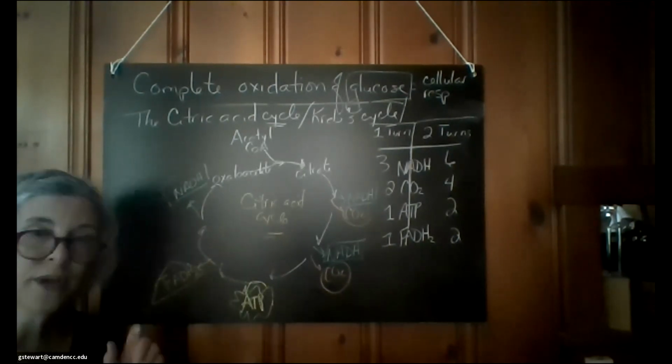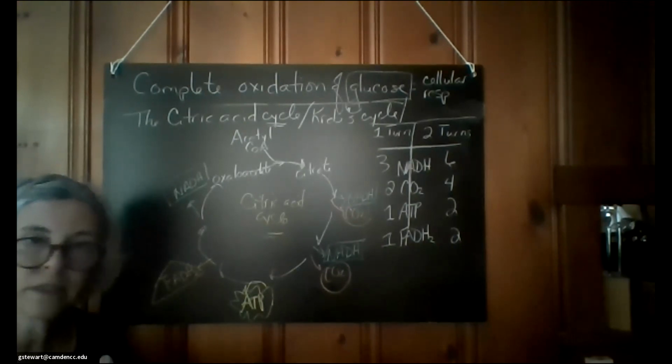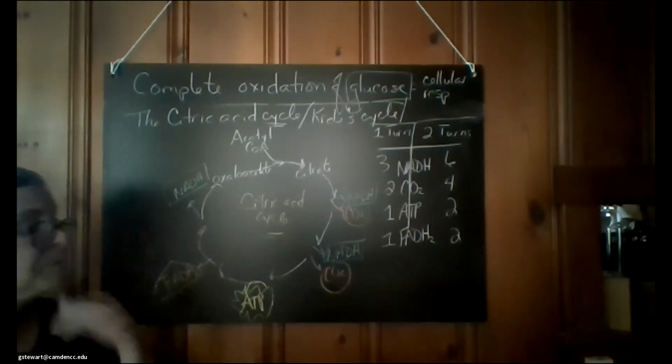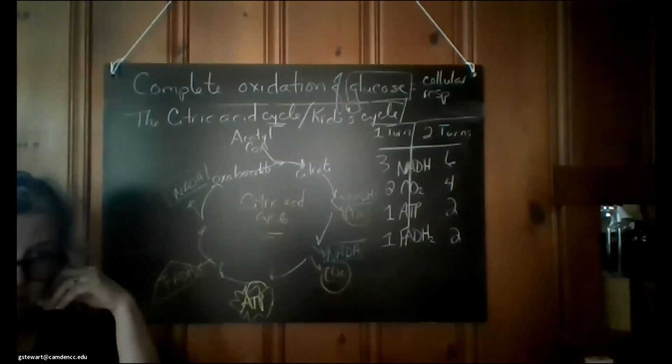Protists use the citric acid cycle. Bacteria use the citric acid cycle. Viruses, no, not living things. They don't have this. Right? Where does this happen in the cell? Matrix of the mitochondria.